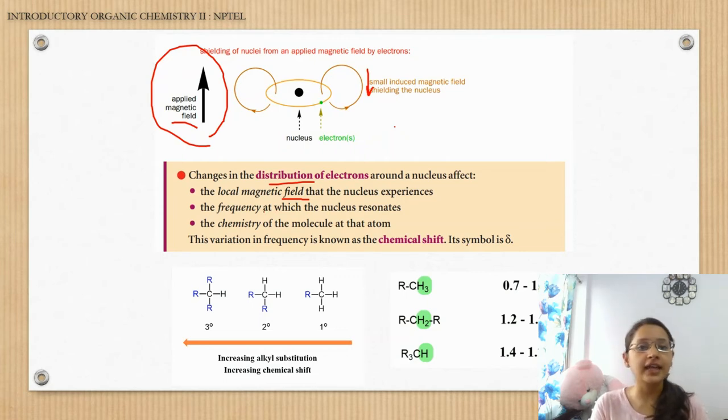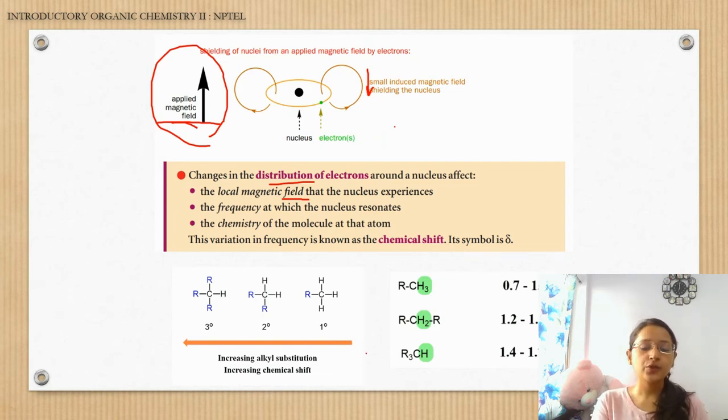As I have talked about earlier, if this induced magnetic field is very high, that is, the electron density is high, then the applied magnetic field experienced by this nucleus is very small. So now it feels a de-shielded environment, and the frequency at which this particular nucleus resonates changes. This variation in the frequency is known as the chemical shift. It is denoted by the symbol delta.